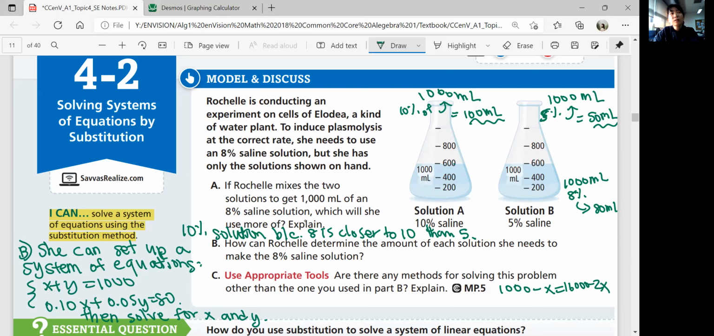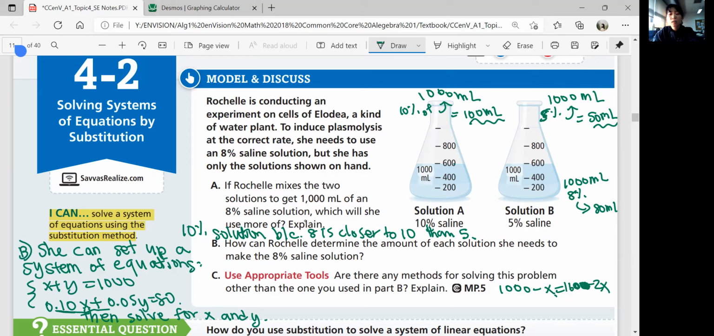Because 1,000 minus x could be 1,600 minus 2x. If you multiply the second equation out and simplify, you can have y is equal to 1,600 minus 2x, so that you can set them equal to each other and solve in that form.